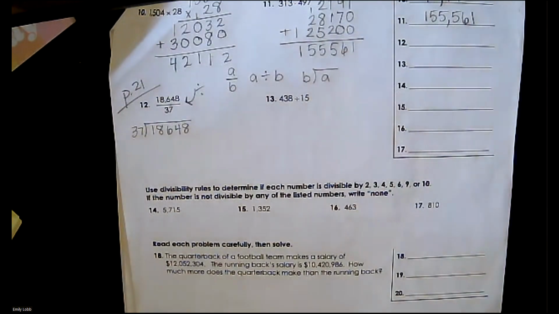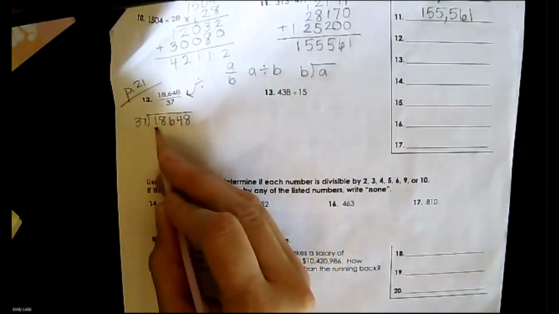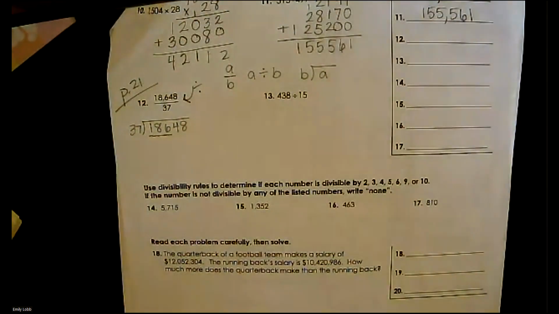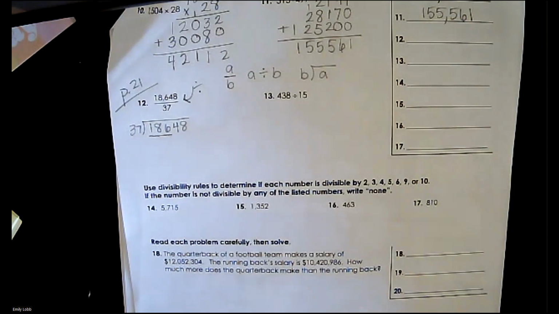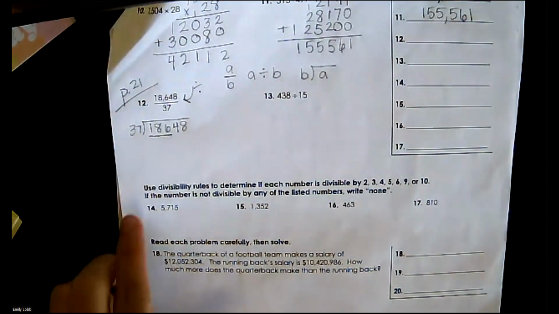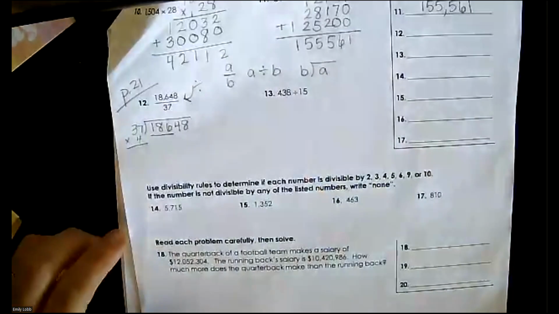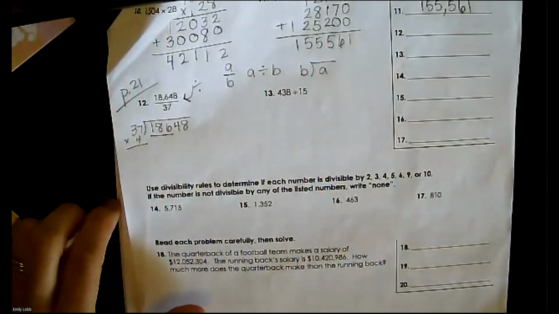Can 37 go into 1? Can it go into 18? So we have to start looking at 186. 37 is not something that we love, but if you think of it as 40, it's pretty close to 40. How many times would 40 go into 180? So 4 times would be 160. So if we think about 4 times this, let's just look. It's always estimating and then checking, estimating and then checking.